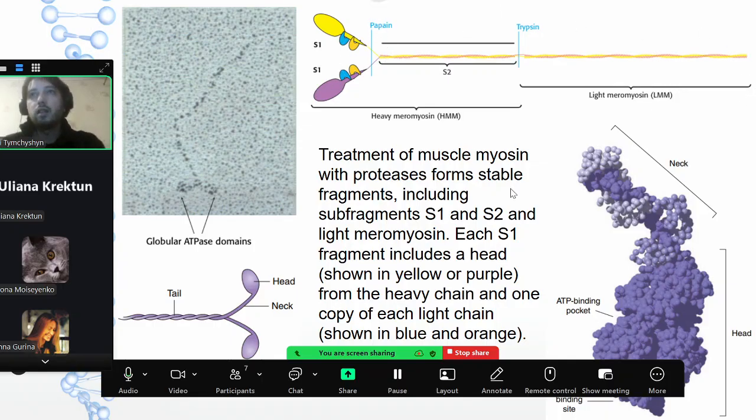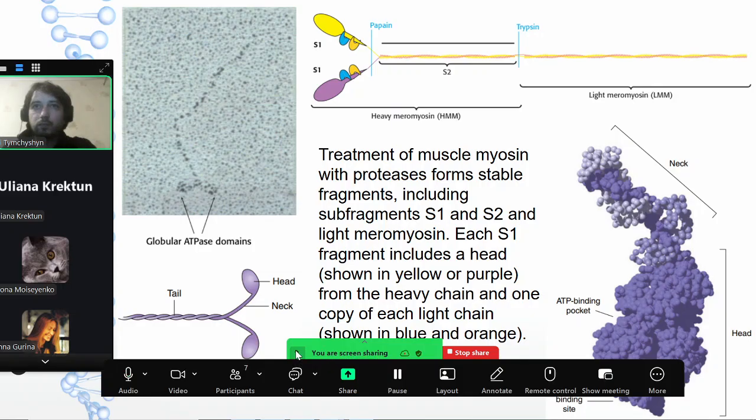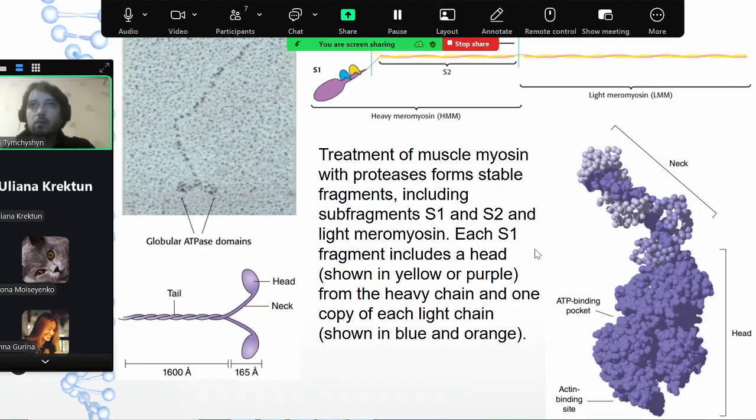Here you see the molecule of the myosin. So there is a tail, and there are these sort of necks and two heads. You see it can be cleaved with certain enzymes like trypsin or papain. So papain may cleave these sort of necks, and trypsin may release part of the tail.